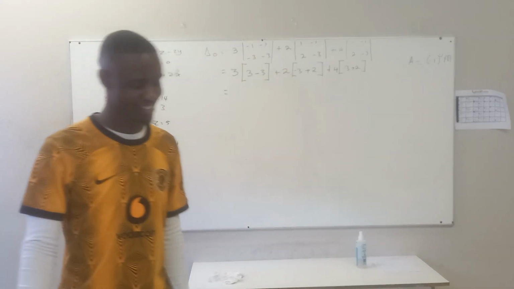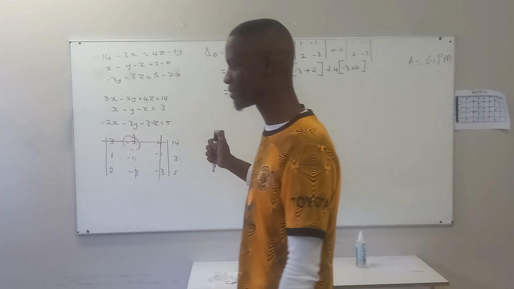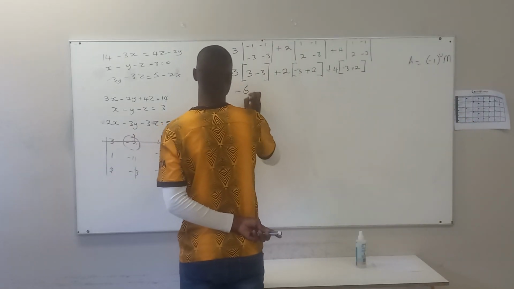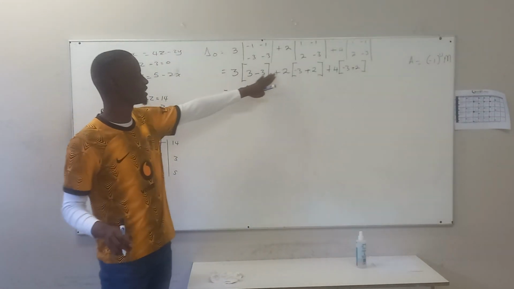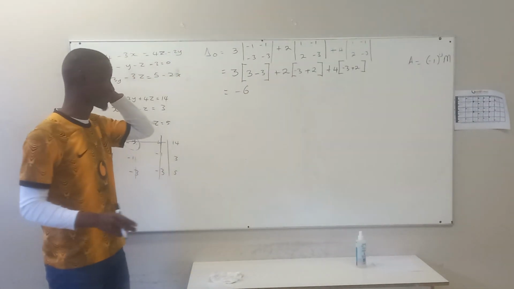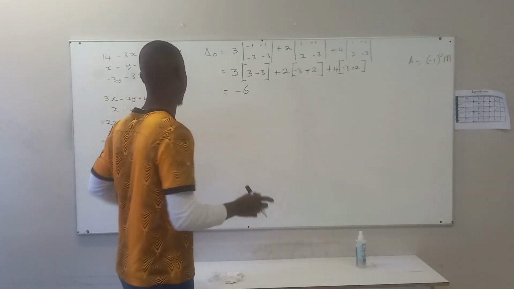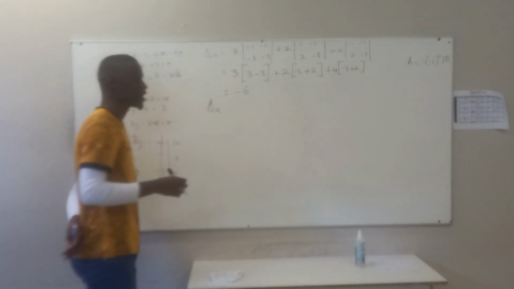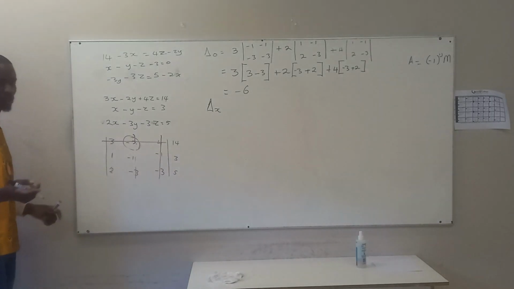It always does. This is the simplest thing in maths. Negative 6. Remember, if you miss anything here, everything is going to be wrong. So make sure. So you get negative 6. Then you go to delta x. Now for delta x, this is what you do.